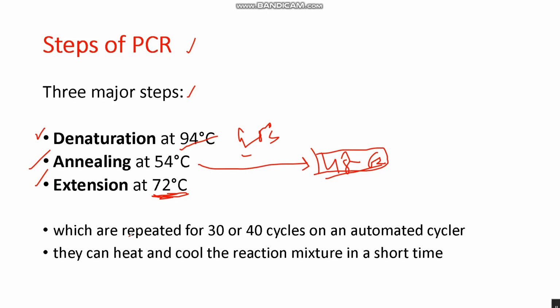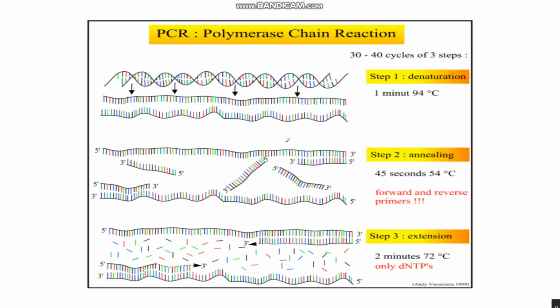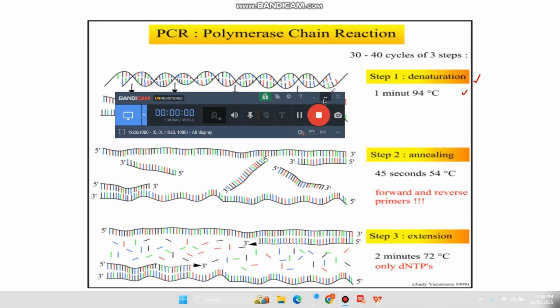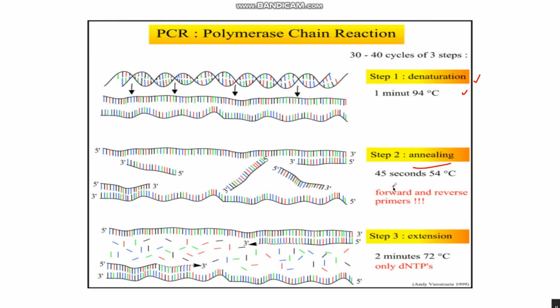And these steps are repeated for 30 to 40 cycles on an automated cycler. They can heat and cool the reaction mixture in a short time. So these are the steps. First of all, the denaturation, then annealing, in which the forward and reverse primers attach with it, and at the end extension occurs by Taq. Okay.